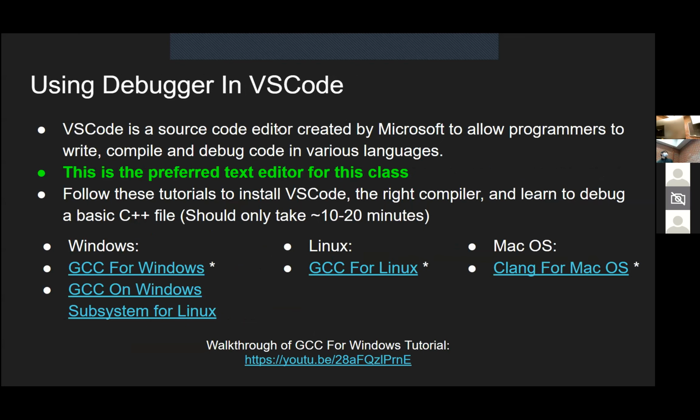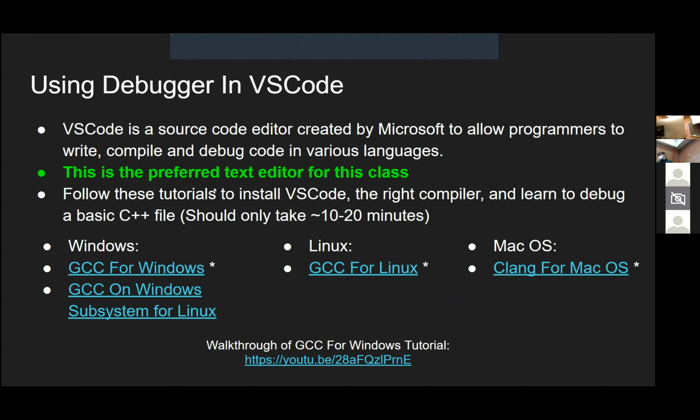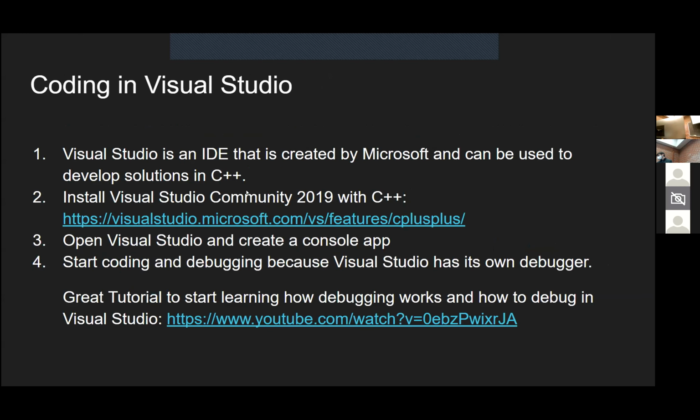And as we mentioned, VS Code is the preferred text editor for this class. If you haven't set it up already, I suggest doing that. It's really nice for debugging tools, and there are a lot of extensions with VS Code you can explore. Visual Studio Code is not an IDE, but Visual Studio is. In this class we're mostly using Visual Studio Code, which is a text editor. It is still from Microsoft, it's still for C++, and it's pretty helpful.